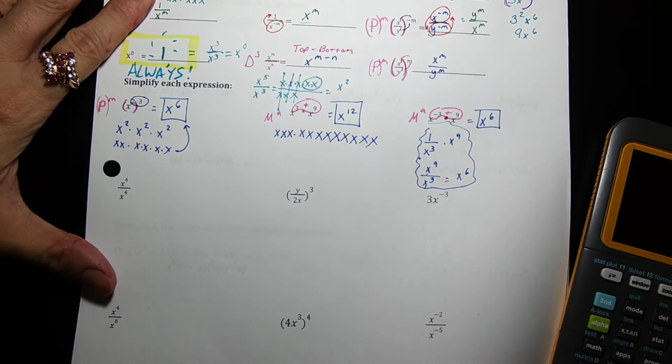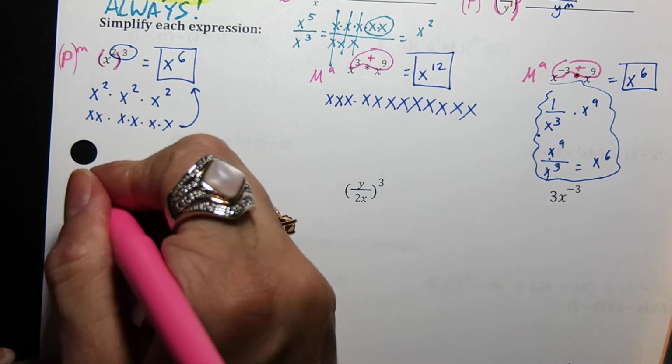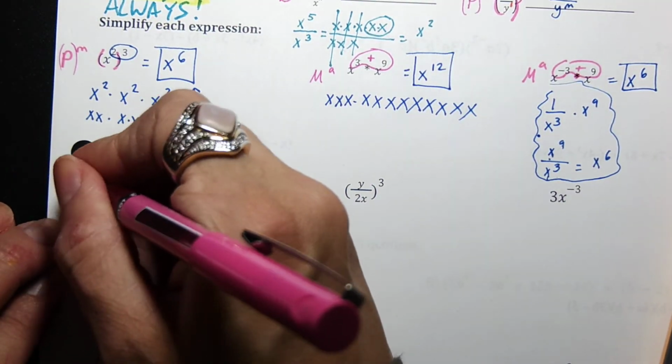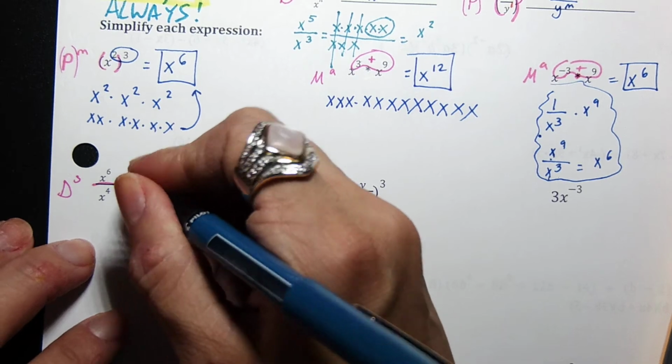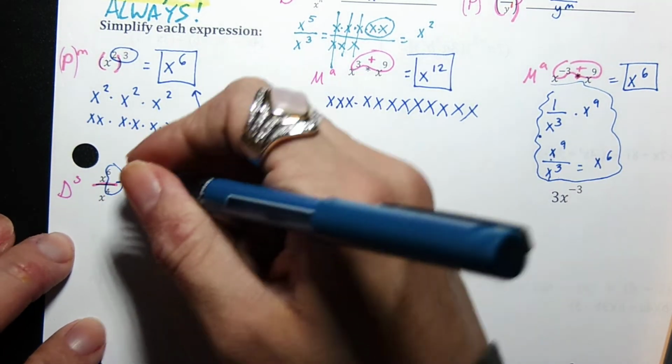All right, folks. Let's go ahead and take a look at this next one. We are doing what with these bases? What operation is going on between those x's? Dividing. So since we are dividing the bases, that is the D to the S part of MAD SPAM. What are we going to do with those powers? Subtract them. So x to the 6 minus 4 gives me x squared.